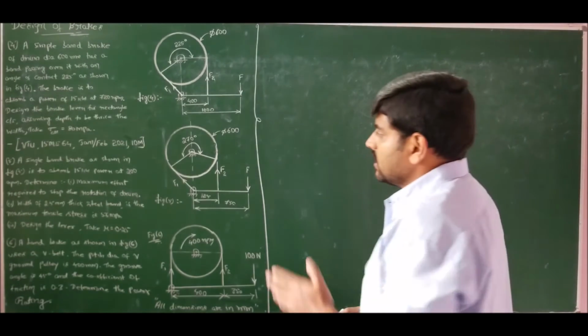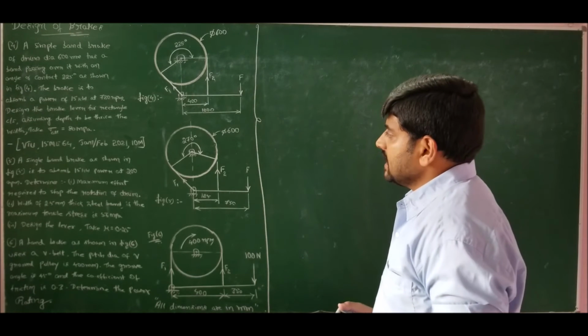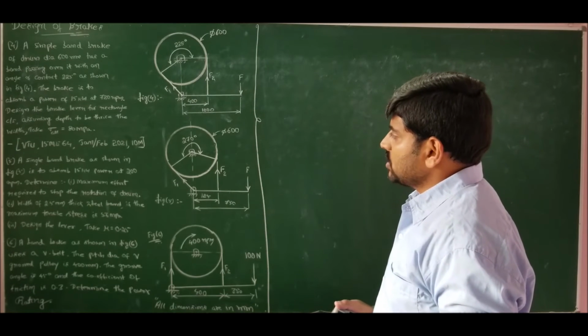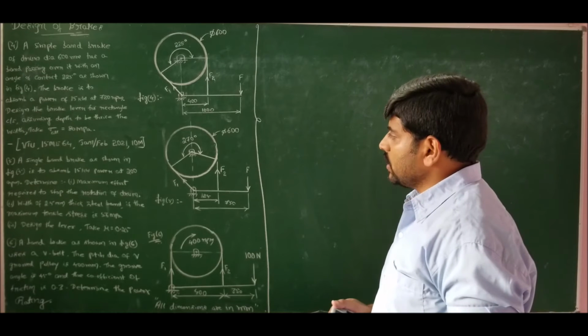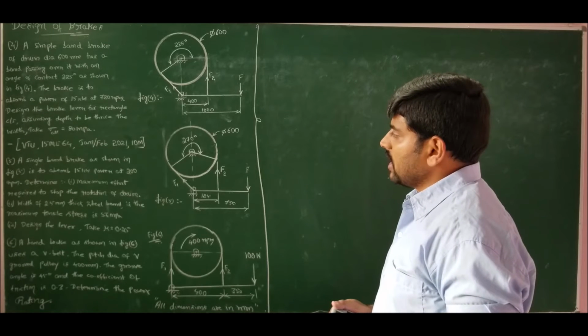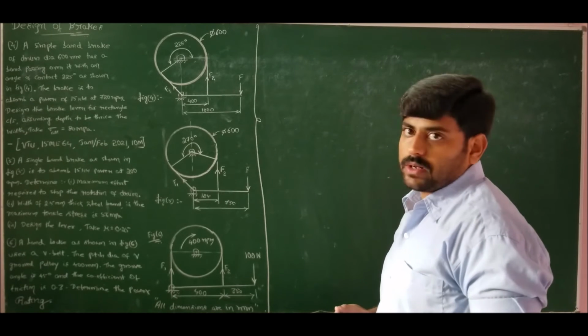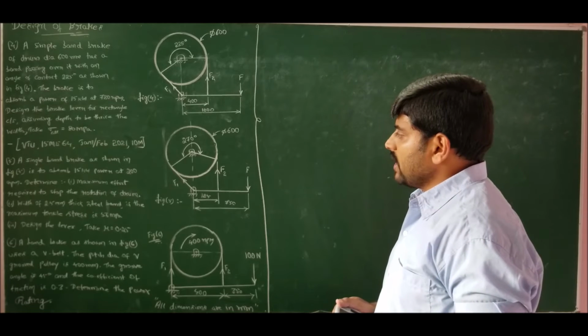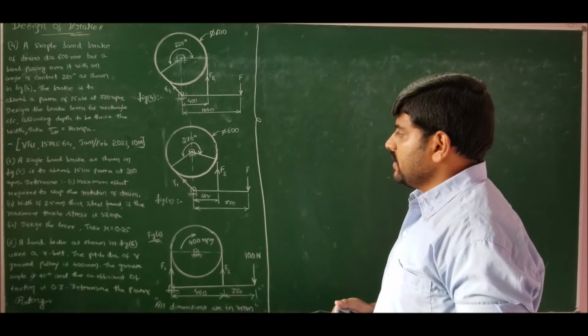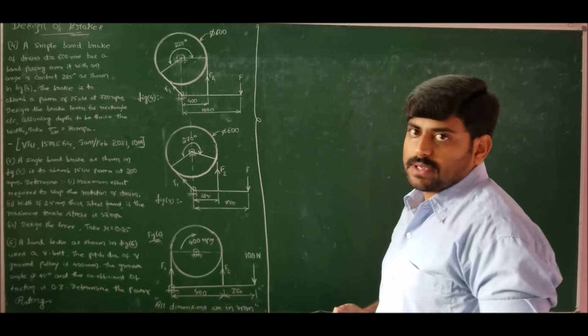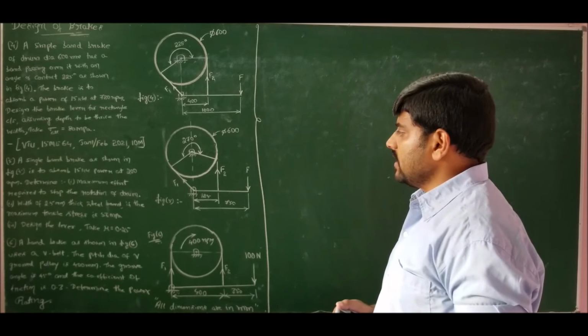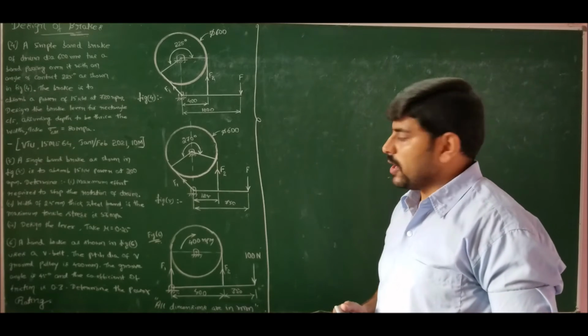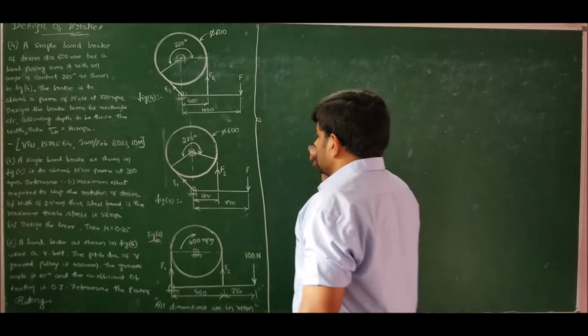Now, moving ahead, problem number 5 states that a single band brake, as shown in figure 5, is to absorb 15 kilowatts of power at 200 rpm. Determine the maximum effort required to stop the rotation of the drum, the width of the 2.5 mm thick steel band if the maximum tensile stress is 56 megapascals, and design the lever. Take the coefficient of friction as 0.25. Let us solve this problem.